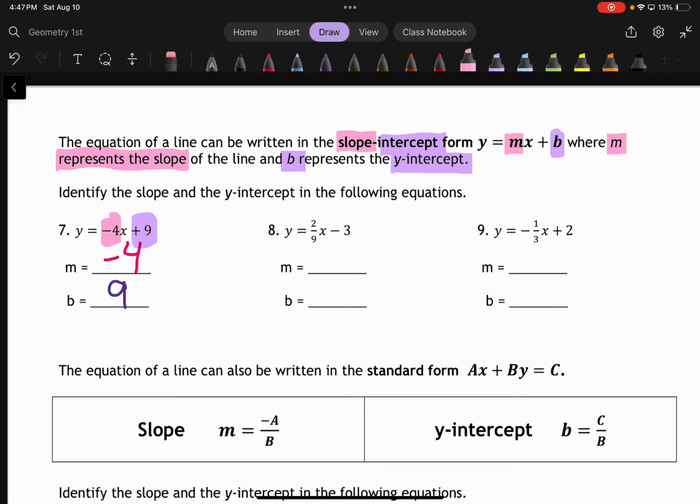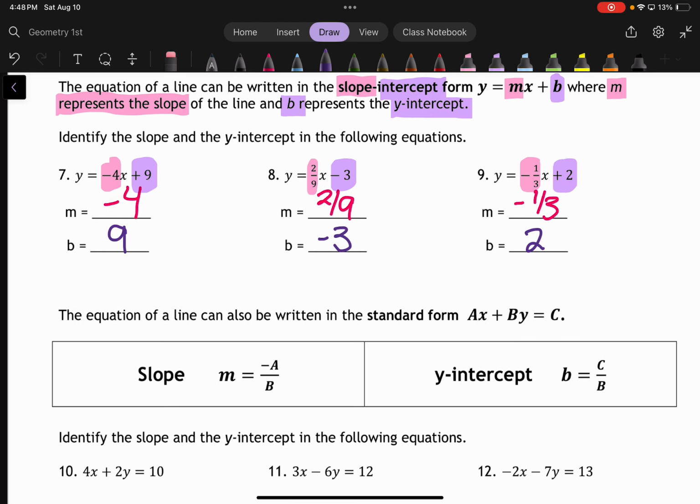All right, number 8. If we look here in front of the x, we have 2/9. And then the constant, which is a number without a letter next to it, is -3. So we're going to put it down as -3. And that's your y-intercept, your b. Next, in front of the x, we have -1/3. So m, our slope, is -1/3. And then the number that is by itself without any letters next to it is a +2. So that one's our y-intercept, 2.